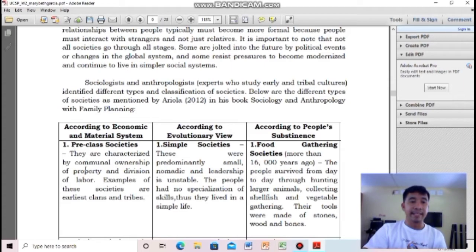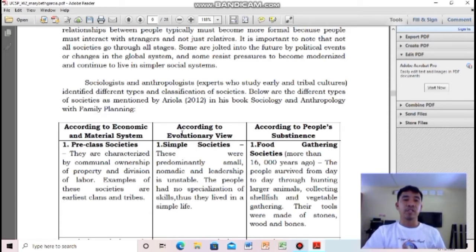They are characterized by communal ownership of property and division of labor. Examples of these societies are the earliest clans and tribes. So, una, communal ownership, tanan kamo may panag-iya sa isa ka property, kag ginatunga-tunga lang ninyo ang mga obligasyon. So, usually makita ini from the word pre-class, sang mga sinang-una pa nga mga tribo kag clans, no?